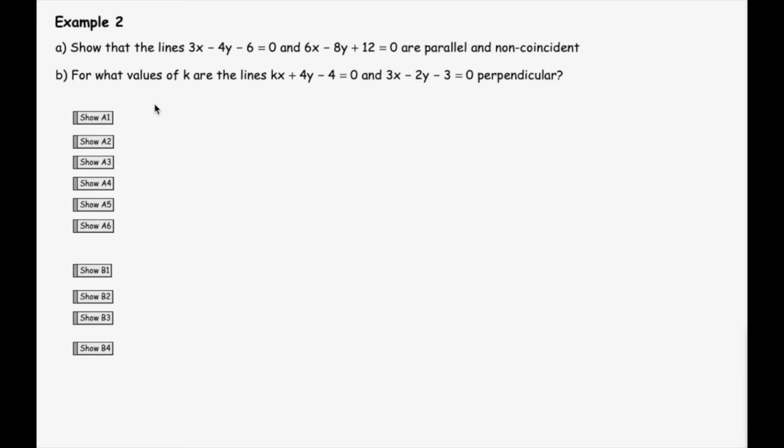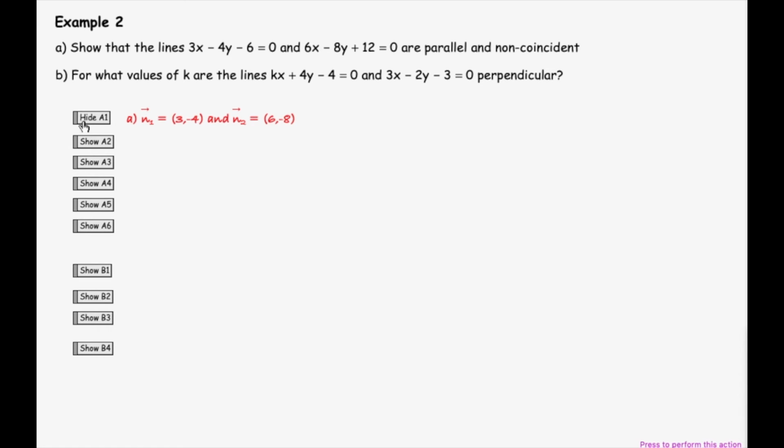So because this is calculus and vectors, what we're going to use are the normals for these two lines to decide whether or not they are parallel. So the normal for the first line is (3, -4). The normal for the second line is (6, -8). So that's where we're going to start.